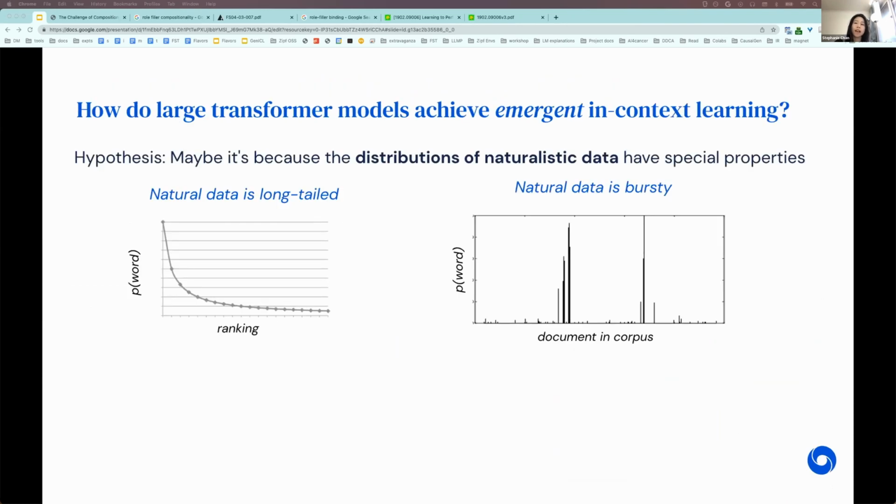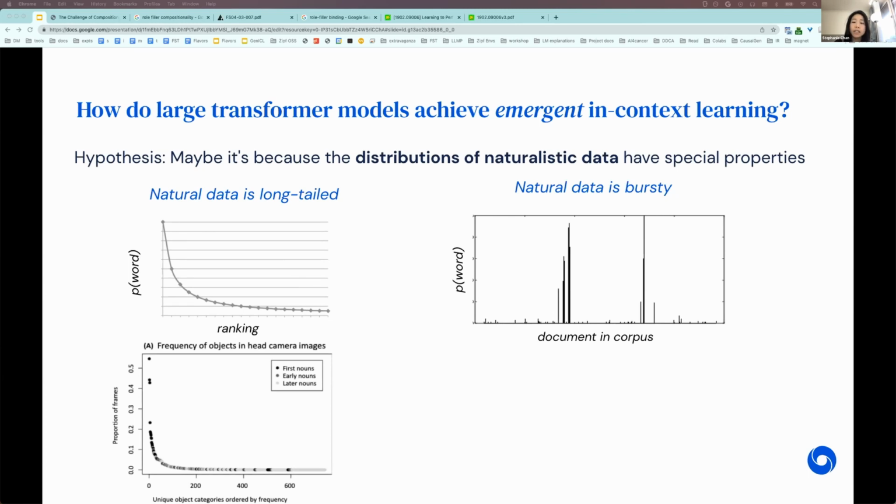Our hypothesis was that the distribution of naturalistic training data itself, for example, language, is non-uniform in special ways, and that this is what drives the emergence of in-context learning in these types of models. So, for example, natural data is long-tailed. It's well known that words follow a power law or Zipf distribution. Natural data is also bursty. So in language, for example, words tend to appear in clusters rather than being evenly distributed across a corpus. And this is true not just for language. Here's a plot from Linda Smith, one of our favorite developmental psychologists, showing that infants experience object distributions in a similarly long-tailed way.